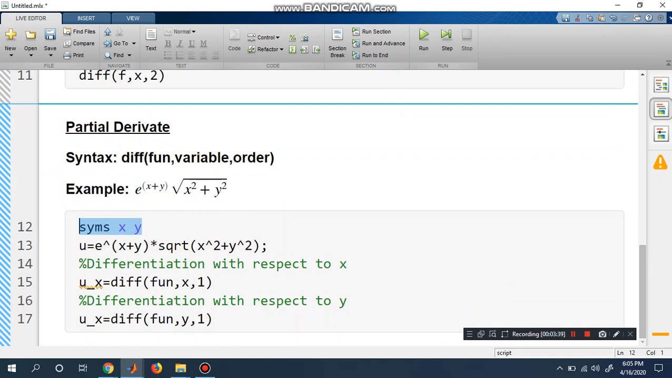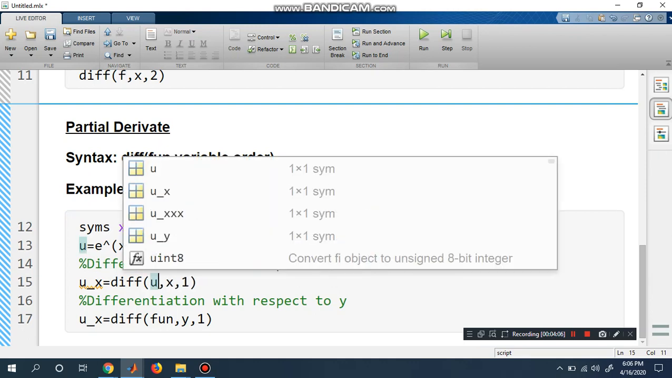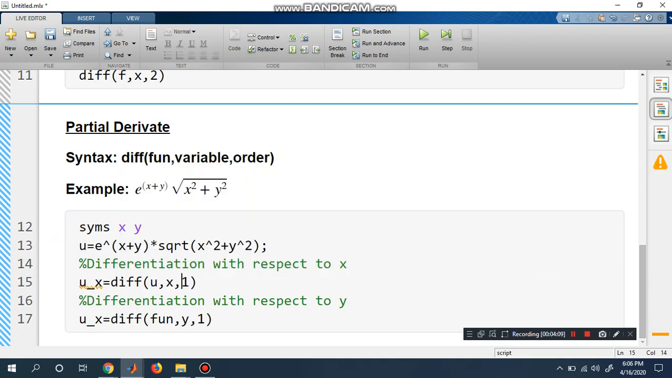y as symbols, and u I am taking as the function e power x plus y into square root of x square plus y square. With respect to x, suppose ux, this is the LHS part, you can assign anything, but this is the main syntax part of the MATLAB differentiation. Here u we have defined, so that means we have to take u in the function place. So this is u, it's clear, ux, 1, and similarly here also we have to take u. So this is with respect to y. The same thing let us type in the command window.